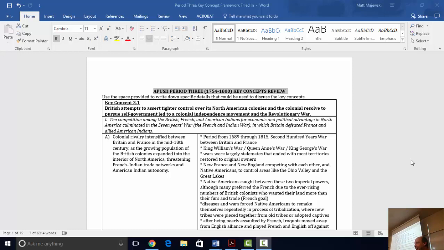Anyways, hey, at Lexington and Concord, remember, the first shots of the war occur, even though there's not technically been an official Declaration of Independence yet.